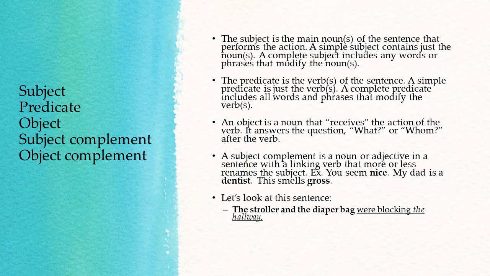It answers the question what or whom after the verb, and we'll see examples of these below. A subject complement is a noun or adjective in a sentence with a linking verb that more or less just renames the subject. So some examples.